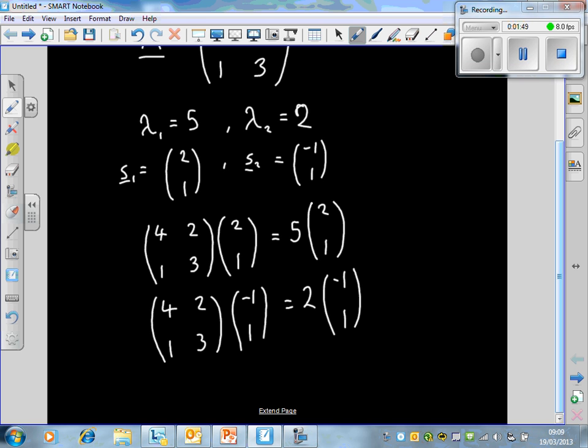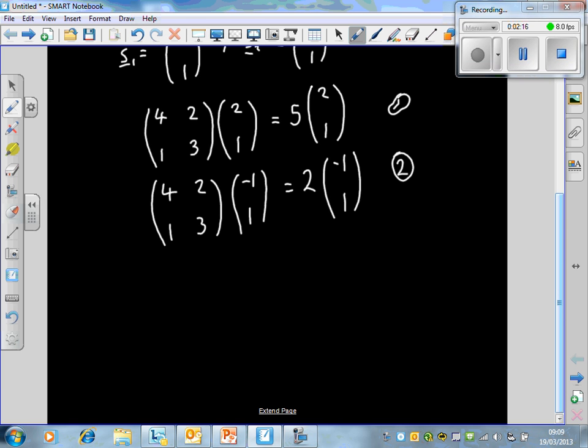And my question to you is, we've got two statements there, 1 and 2. How could we write them as a single statement? We've got two equations there, two truisms, if you like. That's true and that's true. How could we write that as one matrix equation? Any ideas there? You've got to think about matrix multiplication.